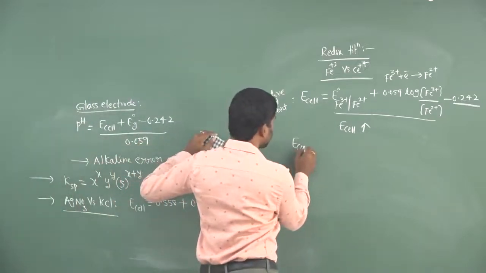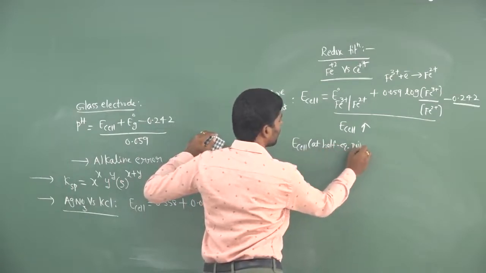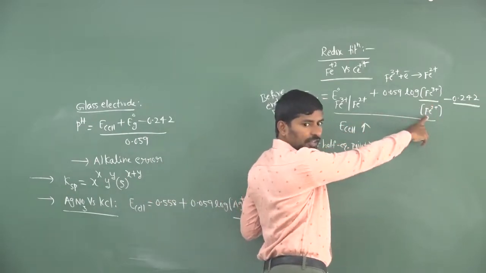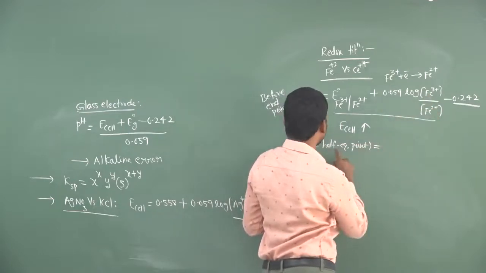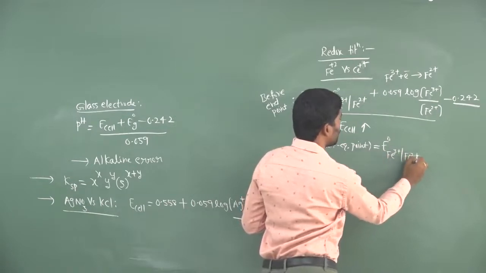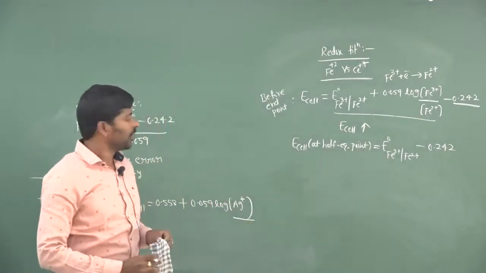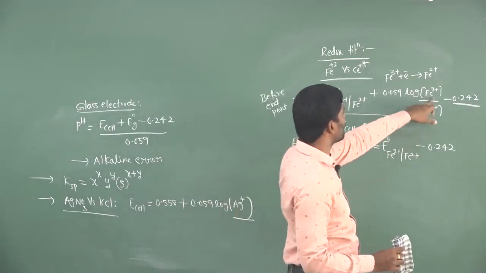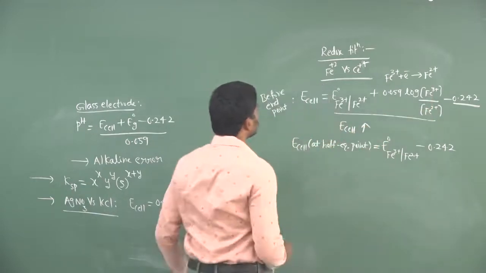And we also discussed E cell at half equivalence point. At half equivalence point, 50% is converted to Fe3+, 50% remained as Fe2+. So these two concentrations are the same, so they get cancelled. So at half equivalence point, cell potential is equal to what? E0 Fe3+/Fe2+ minus 0.242. So that is the expression for cell potential at half equivalence point.